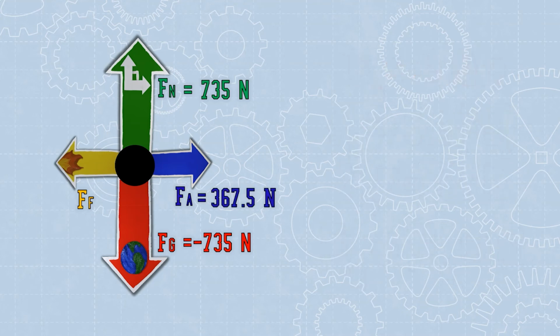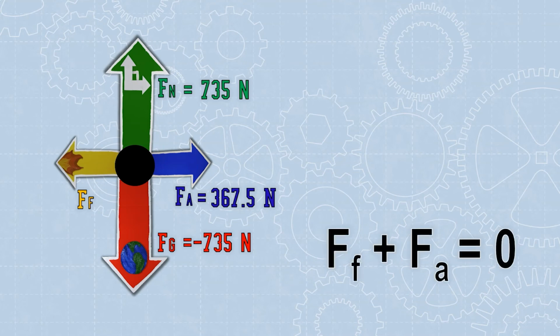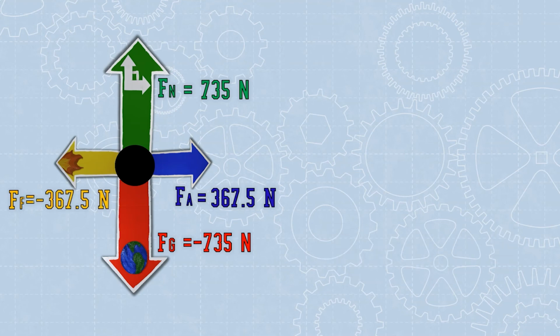Now we know that the applied force is 367.5 newtons. If that's 367.5 newtons forward, we know that those have to be balanced forces. FF plus FA equals 0. Opposites add to 0. So negative 367.5 newtons pulls back on the object.